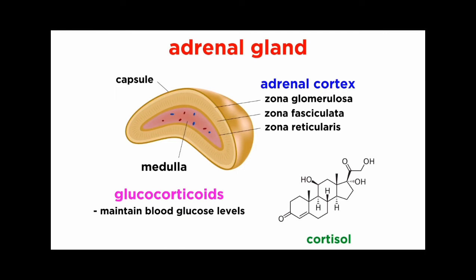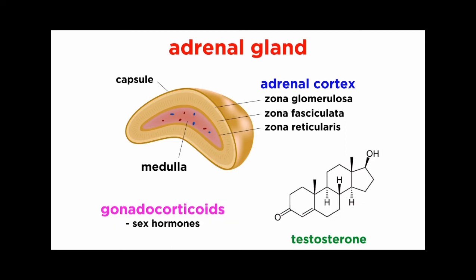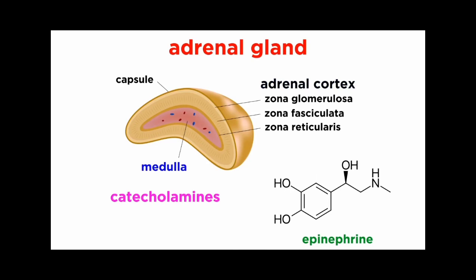Glucocorticoids like cortisol and cortisone influence metabolism by keeping blood glucose levels consistent, and they also maintain blood pressure by influencing vasoconstrictors. Cortisol also triggers gluconeogenesis, where glucose is made from fats and amino acids. And gonadocorticoids are sex hormones, like androgens, which are typically converted into testosterone. The adrenal medulla, on the other hand, synthesizes catecholamines like epinephrine and norepinephrine.